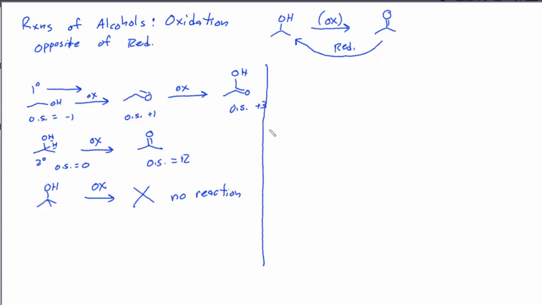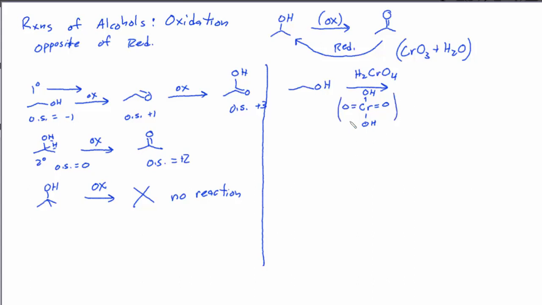Alright, so let's look at how this might work. I'm going to take a primary alcohol, and I'm going to react that with an oxidizing agent, H2CrO4, which could be thought of as CrO3 and water. So we mix those together, we get chromic acid, H2CrO4. It is acidic, it is a powerful oxidizing agent. The Lewis structure looks something like this. We're going to gloss over some of this mechanism, but we're going to look more in depth at other parts of it. So that's H2CrO4.